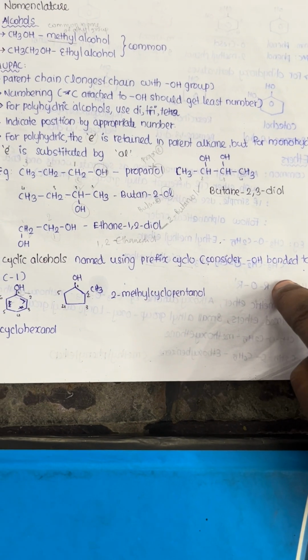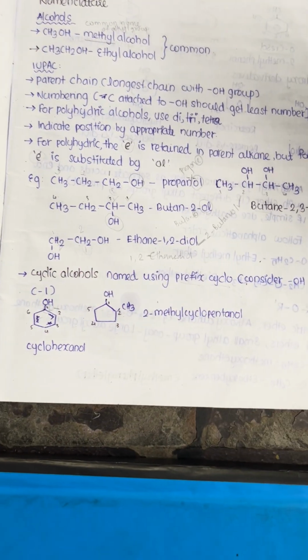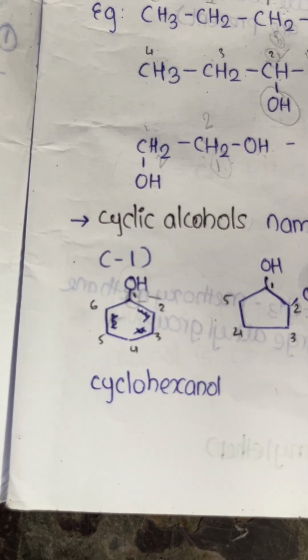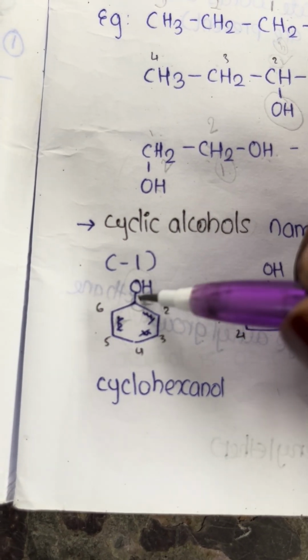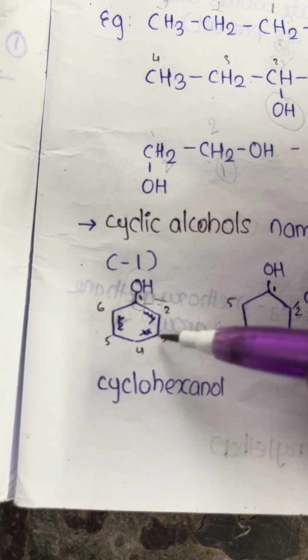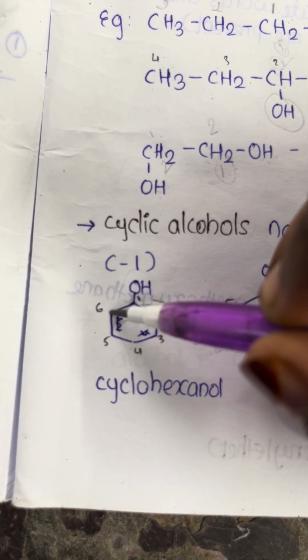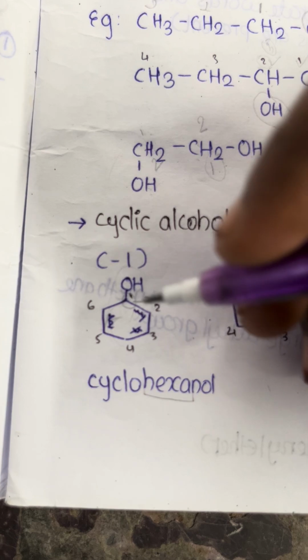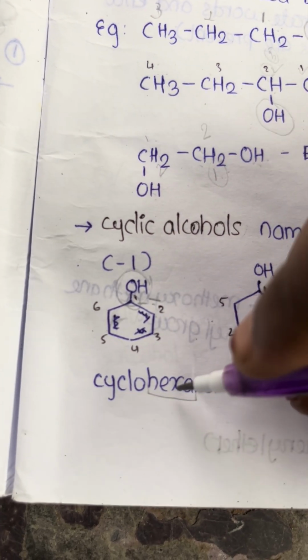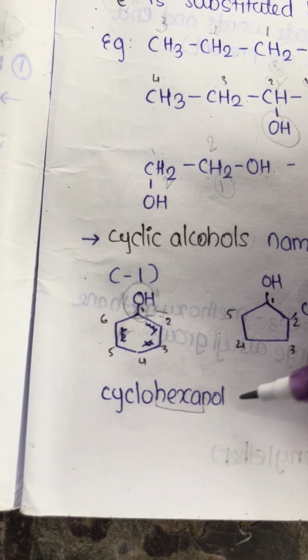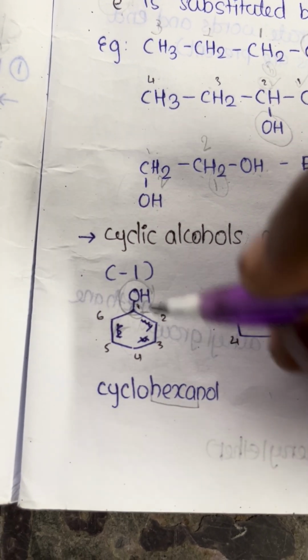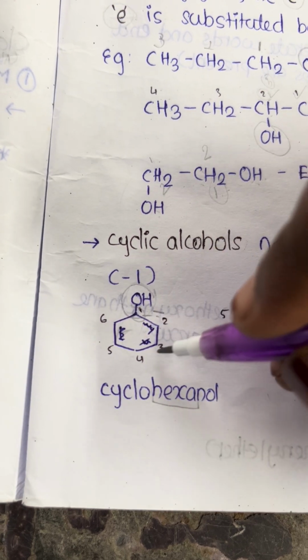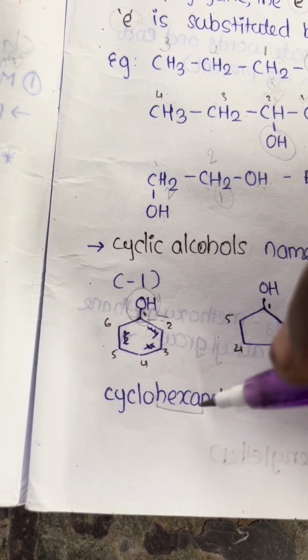Okay, so consider OH is bonded to carbon 1. So here you can see, we should give the number 1 to this carbon. So there are 1 2 3 4 5 6 carbons. So hexane. And since it has an OH group at the first carbon, we can use hexane-1-ol, or simply hexanol, and since it is a cyclic alkane, it is cyclohexanol.